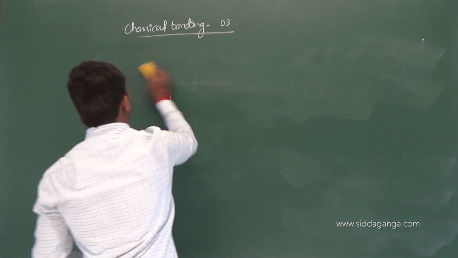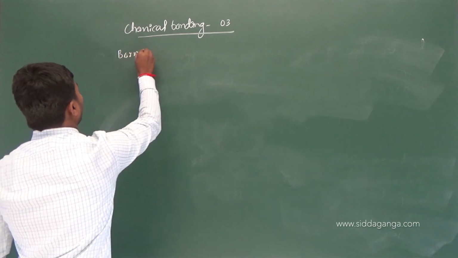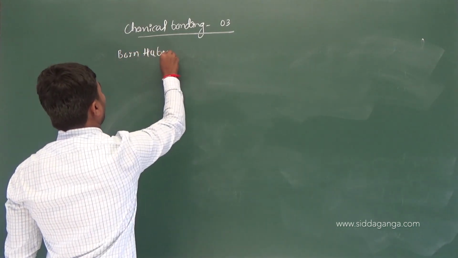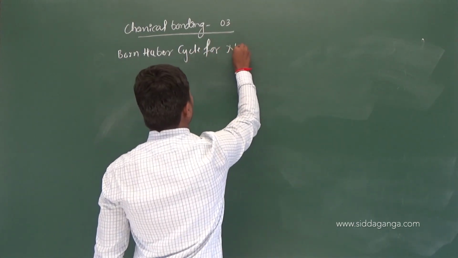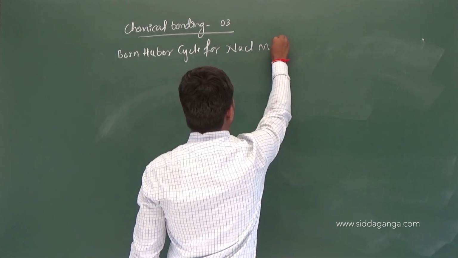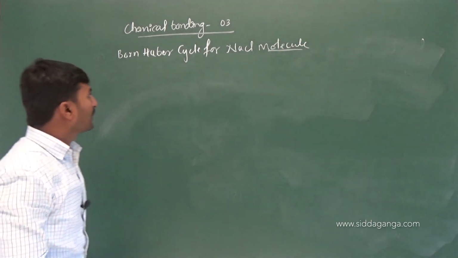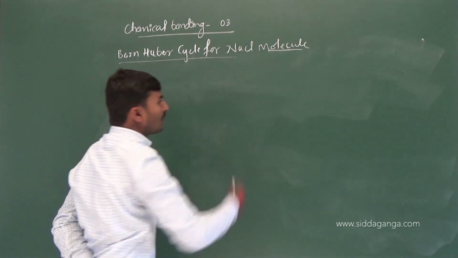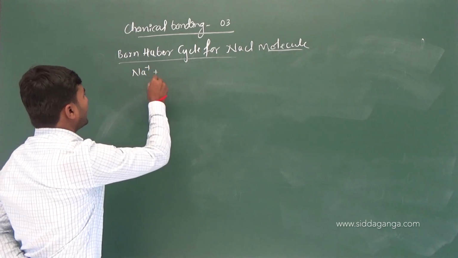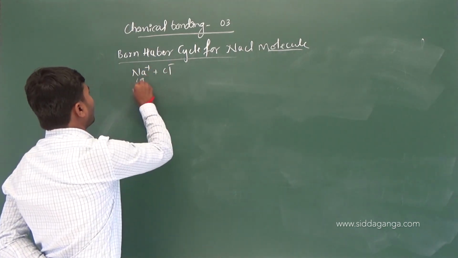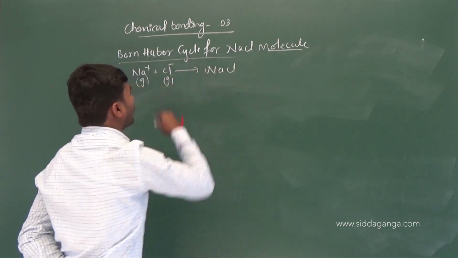Born-Haber cycle for NaCl molecule or NaCl compound. Here, what is our motto? Our aim is to find out the lattice energy of this compound.